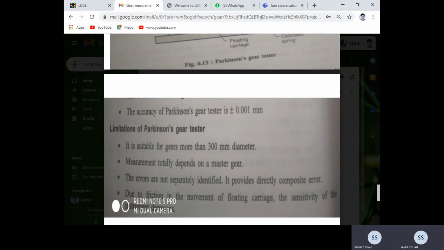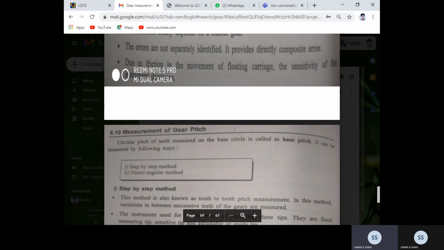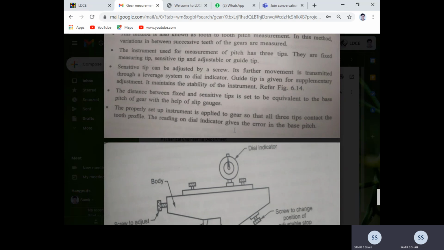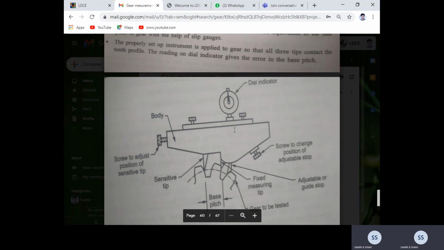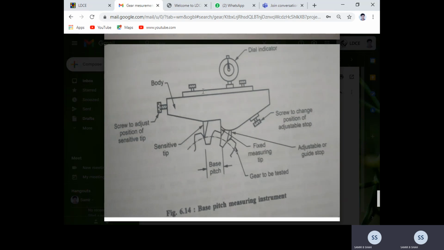See, there are basically two methods by which we measure the pitch. The circular pitch of the tooth measured on the base circle is called the base pitch, which is measured with the help of two methods: the step-by-step method and the direct angular method. You can see the diagram of the step-by-step method. In this method, tooth-to-tooth pitch measurement, variations between successive teeth of the gear are measured, right? You can see the diagram, so it's very clear in your mind.